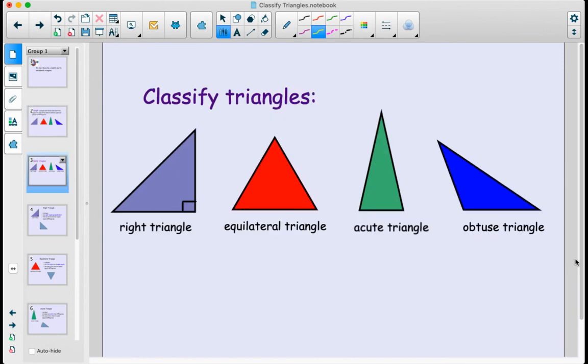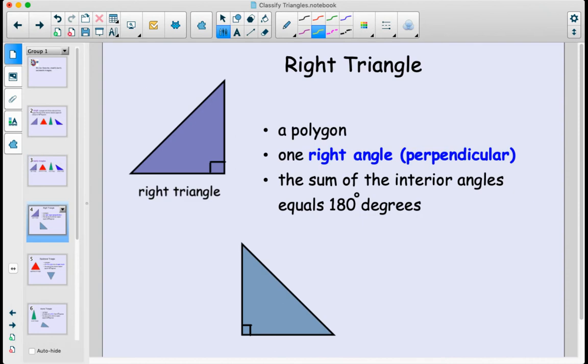Let's classify the triangles we're going to study today. We have 4 different triangles: the right triangle, the equilateral triangle, the acute triangle, and the obtuse triangle. Let's take a closer look at each type of triangle.